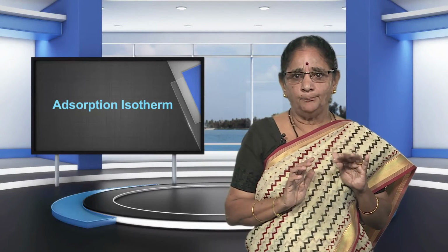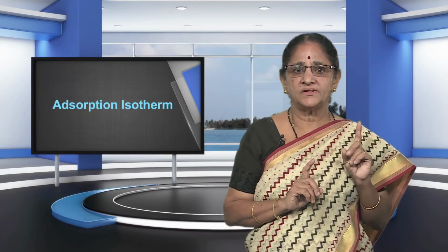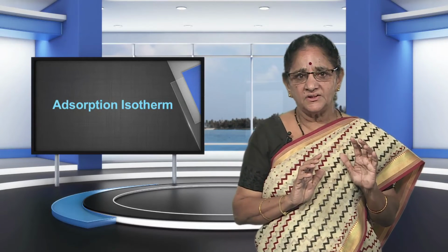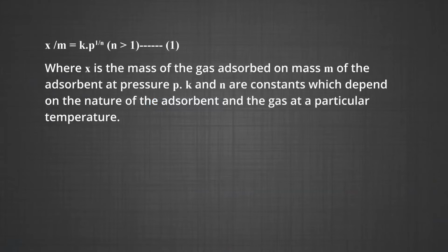Freundlich gave an empirical relationship between the quantity of gas adsorbed by unit mass of solid adsorbent and pressure at a particular temperature. The relationship can be expressed by the equation x/m = k p^(1/n), where n is greater than 1, where x is the mass of the gas adsorbed on mass m of the adsorbent at pressure p. k and n are constants which depend upon the nature of the adsorbent and the gas at a particular temperature.